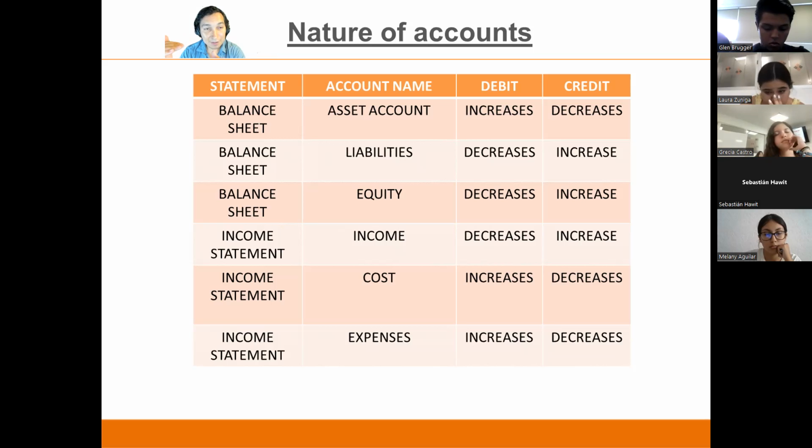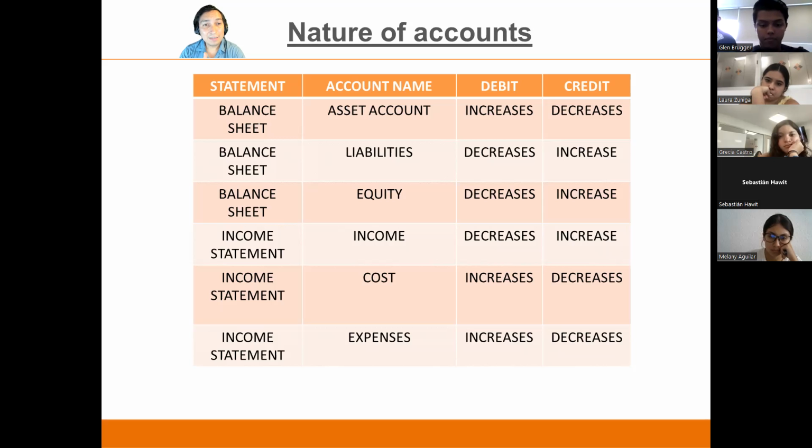Now, liabilities decrease with debits and increase with credits. Then the liabilities should be higher as credits. You should have more credits than debits. The same with the equity, okay? The same with the equity.